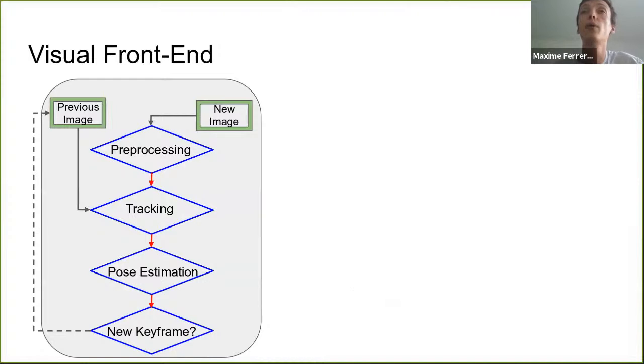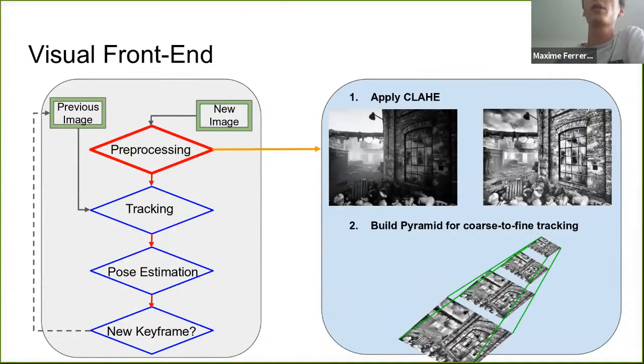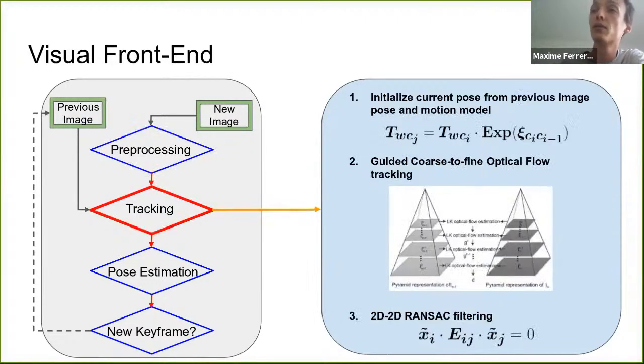I will now present in more detail the pipeline of the algorithm. For the front end, which is responsible for processing every acquired image, we first apply a CLAHE algorithm on the left image, and then we build a pyramid for coarse-to-fine tracking. The tracking is actually performed in several steps.